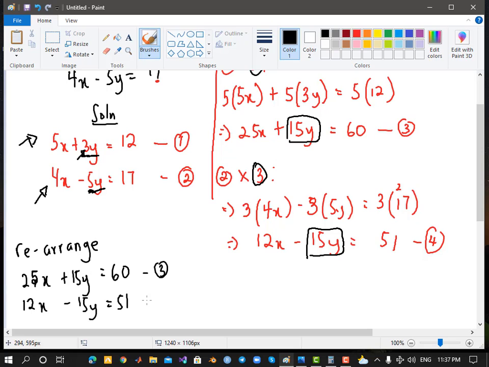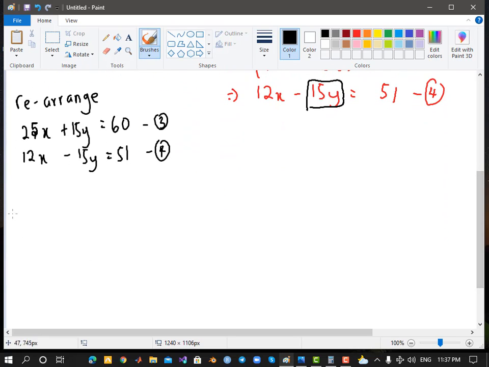51, which is equation 4. Right? So let's move on. The next thing is to add equation 3 and equation 4. Let's see what we are going to get.